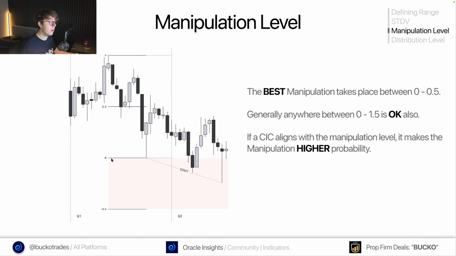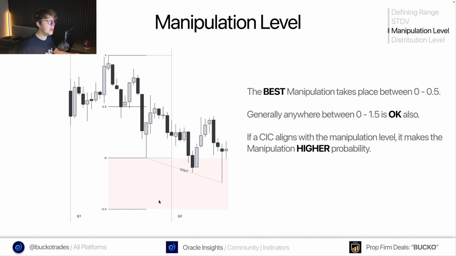Remember, anywhere from 0 to negative 1.5 is generally okay as well, but the best one will occur between that 0 to negative 0.5, right? And your manipulation, you kind of want to see a cracking correlation occur to be confident that that is your manipulation, right? And also, to make it higher probability, if that manipulation level aligns with liquidity, which it generally will, that Asia low essentially, if price takes out liquidity, then forms a cracking correlation between that 0 to negative 0.5 level, that is when the trade is going to be perfect, okay?